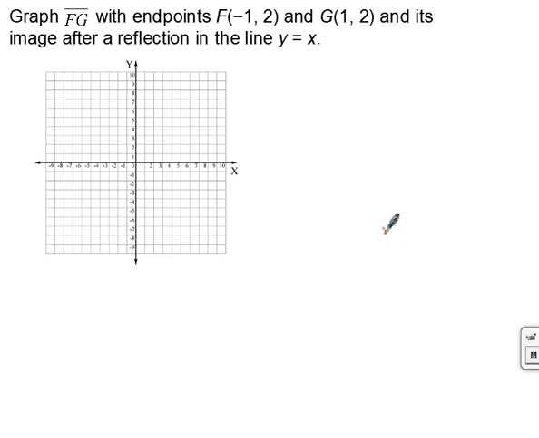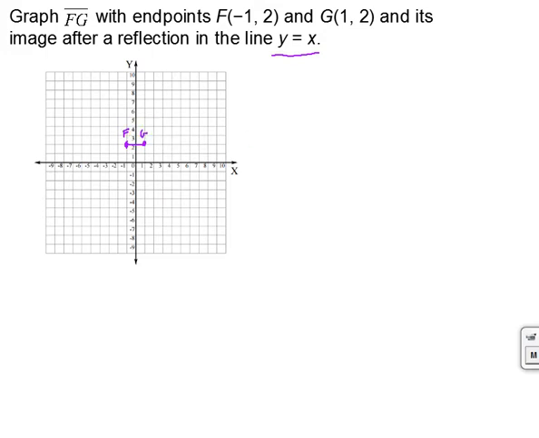This one is kind of similar. I just wanted to make sure we understood. This is the line y equals x, which we didn't really see a great representation of. So first I'm going to graph FG. This is not in your student journal, so you can just sit back and watch and make sure you understand the general concept. So F is (-1, 2). That's right here. And G is (1, 2). Alright, so this is FG.